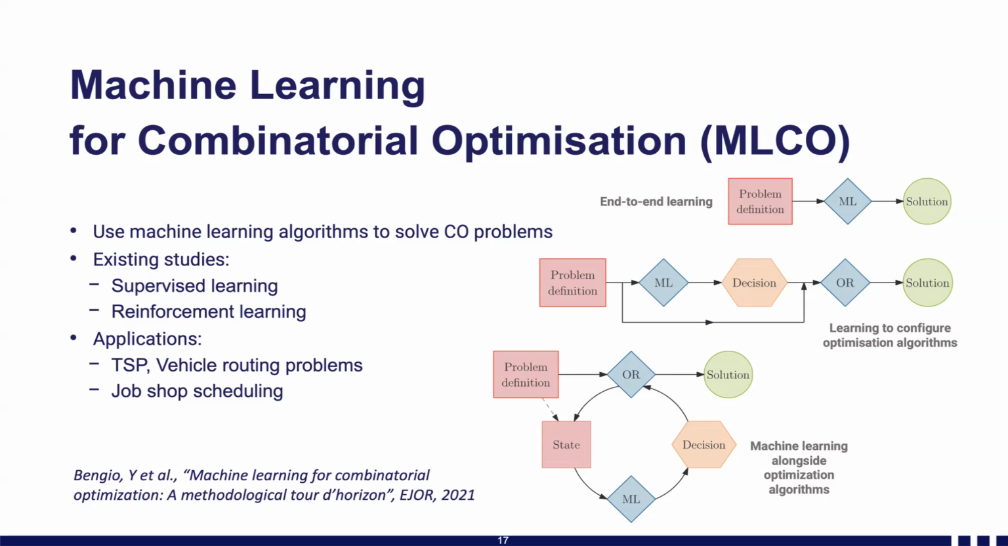And the last group, which is also the more challenging group, is where we have the problem definition and we embed machine learning within the optimization algorithms, in which it can interact, receive the input from the problems, and also interact with the search status and the search history, and try to optimize the optimization on the spot.